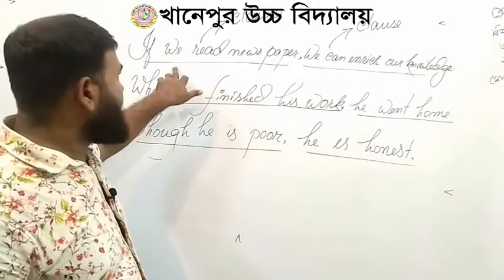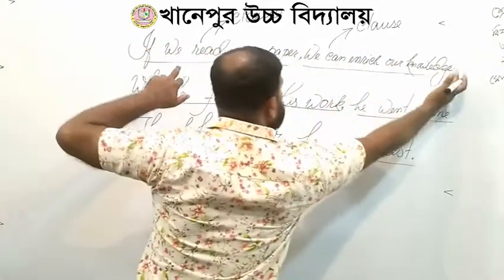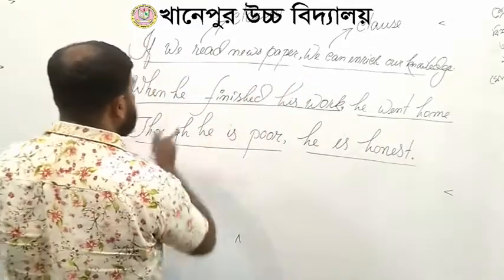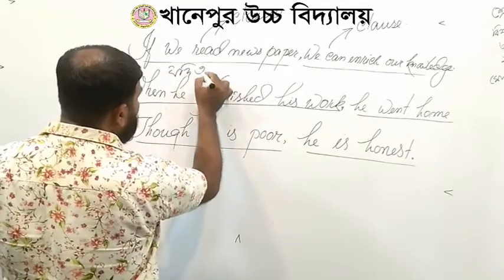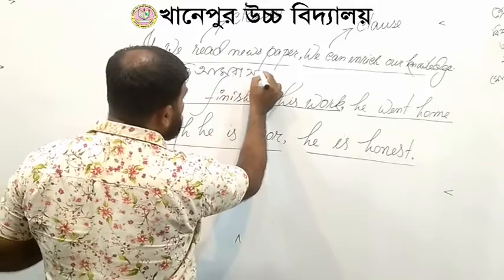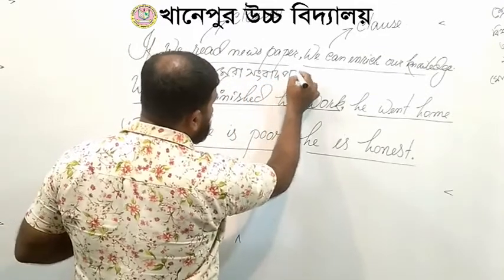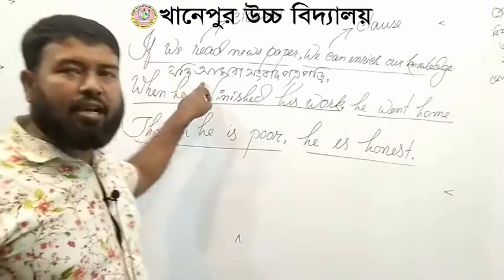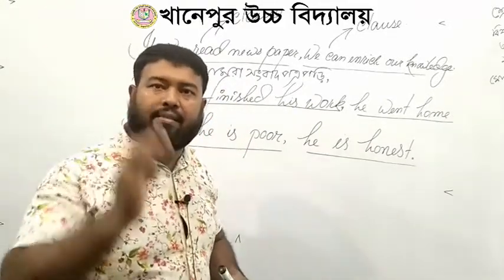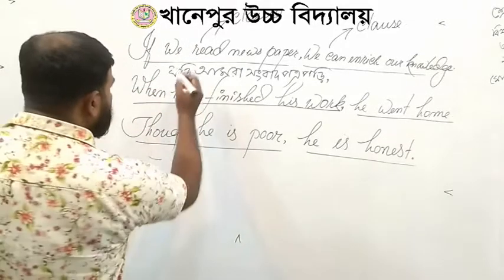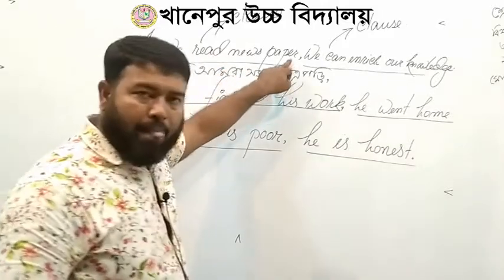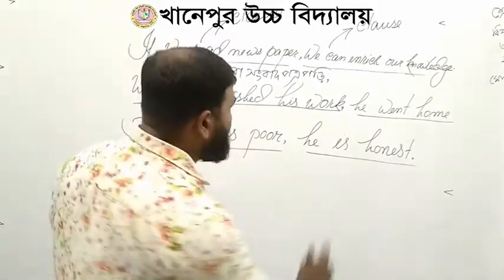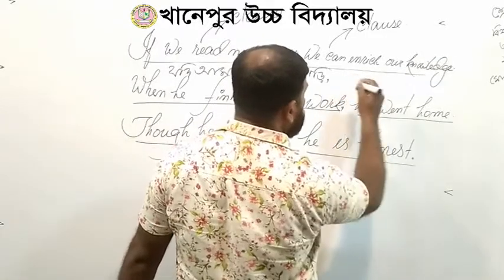Follow the example. First one, if we omit this one, along this portion, if we read newspaper, যদি আমরা সংবাদ পত্র পড়ি, this part cannot express the complete sense. This part, if we read newspaper, cannot express the full meaning alone. And if we follow the other part, we can enrich our knowledge.